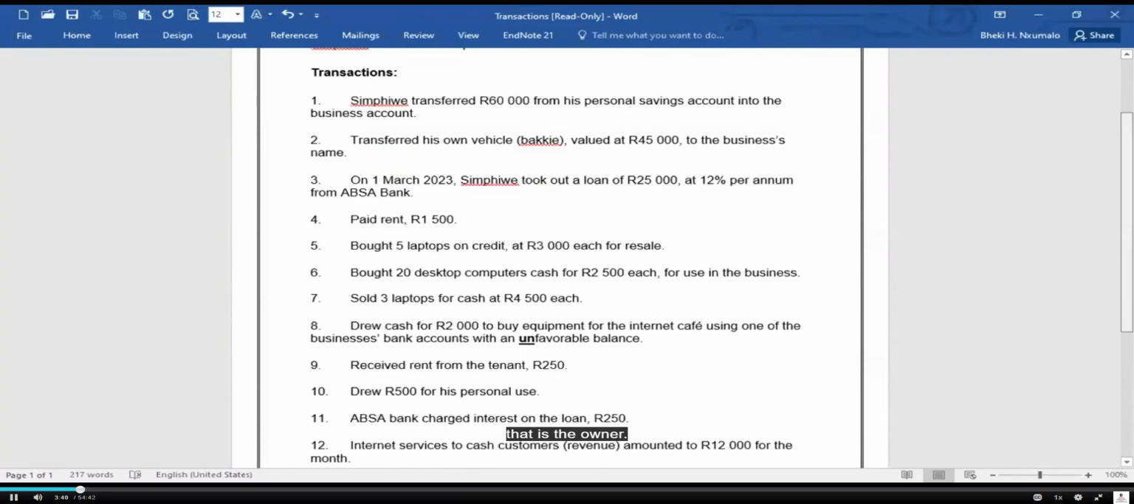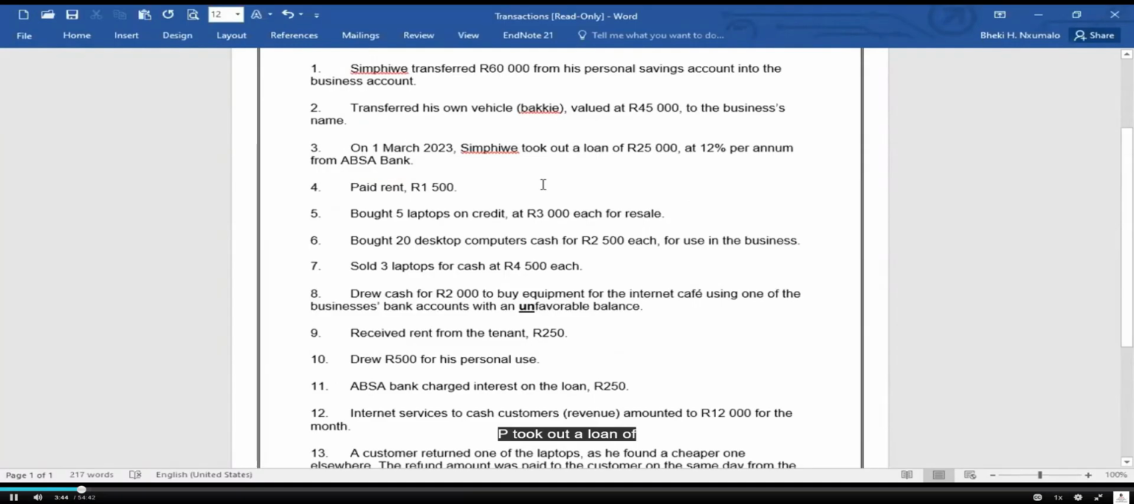Number 3, on 1st of March 2023, Simpiwe took out a loan of 25,000 Rand at 12% per annum from Absa Bank. So in other words, it's a loan, and it goes to the bank account of the business. Let me remind you that if you take a loan today, which is the 18th of September, you are not expected to pay interest on the same day, but you start to pay interest towards the end of the month. Also, it will be in the agreement that you'll sign with the bank. So here you ask 25,000 Rand from the bank, and then we transfer the same amount to the bank account of the business.